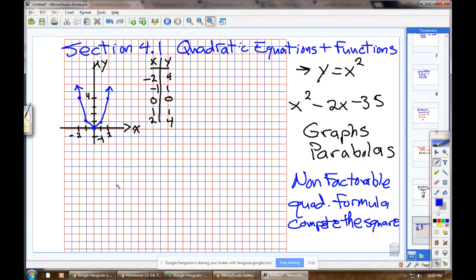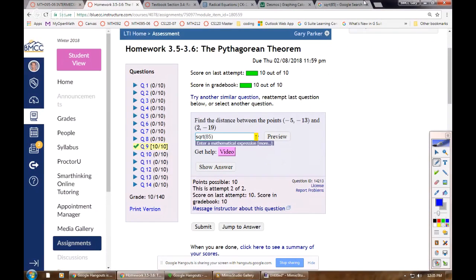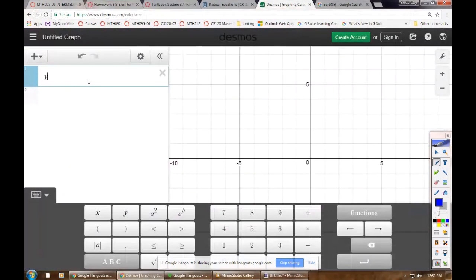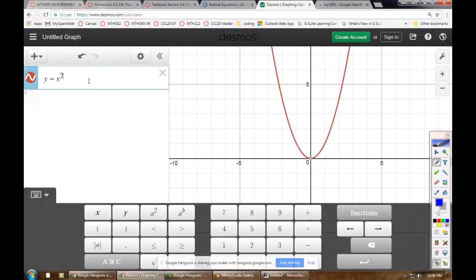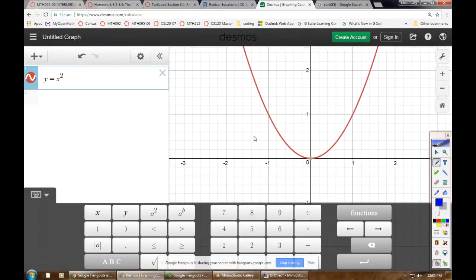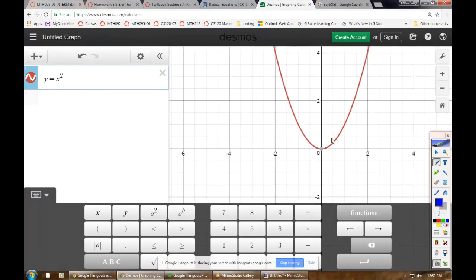Let's view that in Desmos. So I just want to type y equals x raised to the second power. And so I get this nice graph here. As I zoom in on the bottom, you can see it's got this nice rounded shape at the bottom. That shape is called a parabola.